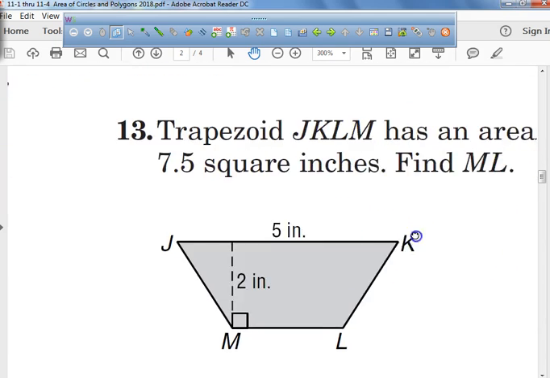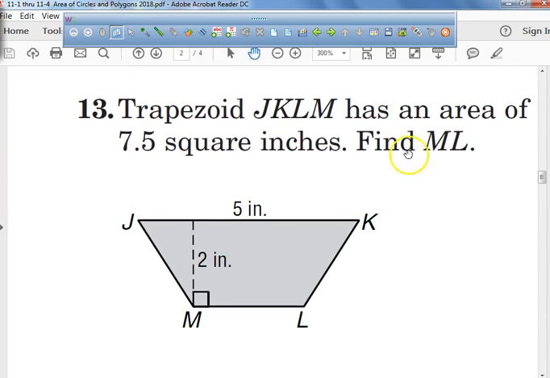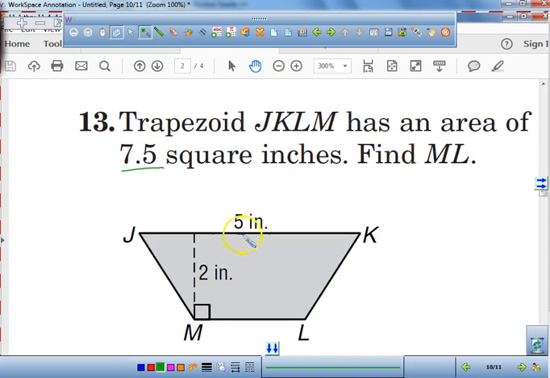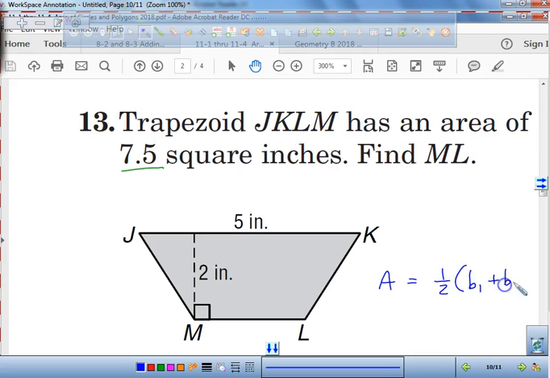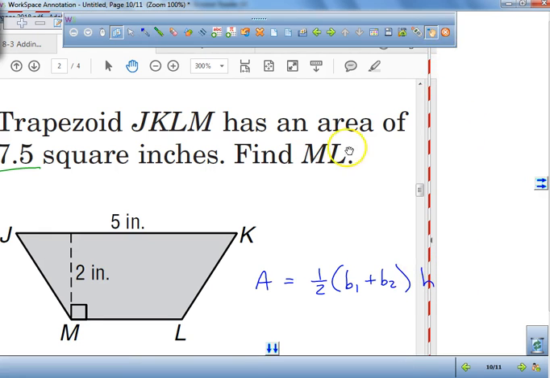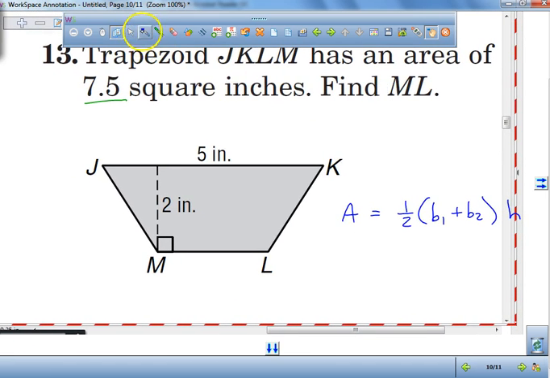Now, on this one, what are you trying to find the distance of this time? You're trying to find the distance of what? M to L. That's different, isn't it? Yeah. So right now, do you have the area? You do. It's 7.5. Now I'm not going to solve this one for you, but I will help you set it up. Start with the formula. 1/2 base 1 plus base 2 times the height. What are we plugging in for the area this time? 7.5.